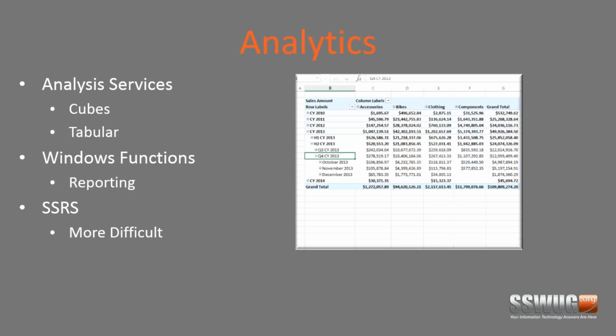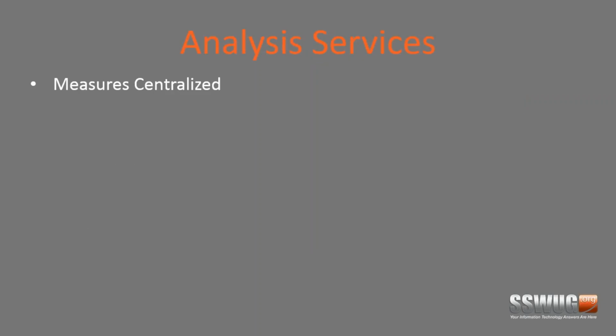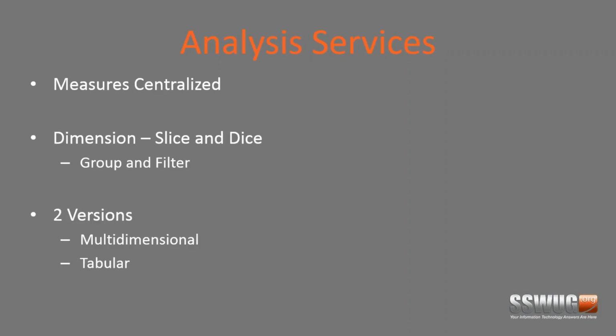The nice thing about cubes and tabular is you actually centralize these measures. If you're repeating the calculations in T-SQL as well as in reports and not centralizing them, it's very likely that you're going to have problems with some of the numbers reported. So by using Analysis Services, you can really centralize that business logic or business rules in one place. Then once you relate them through conformed dimensions, the slicing and dicing, or the grouping and filtering, becomes much easier.